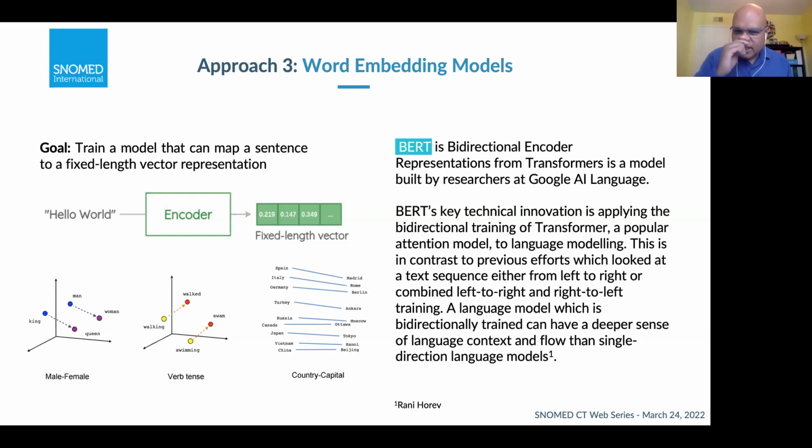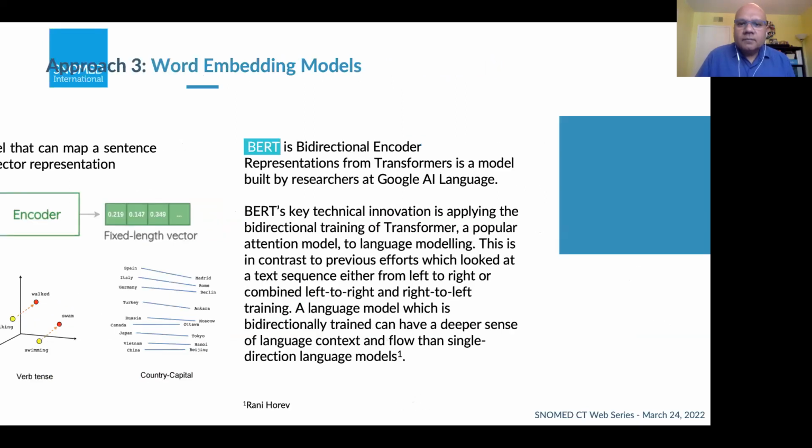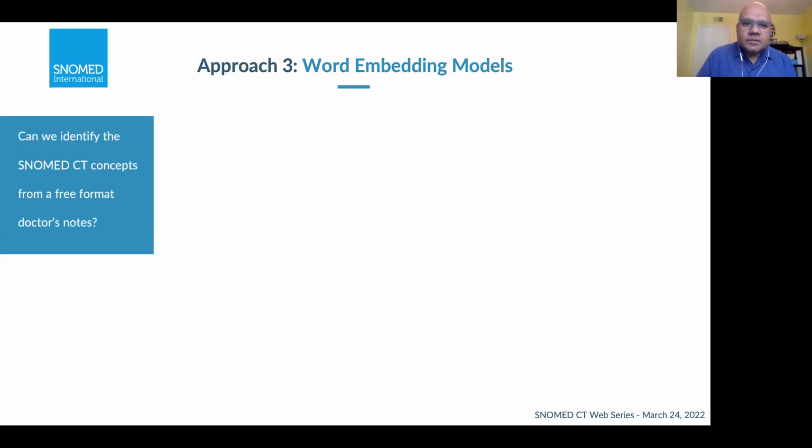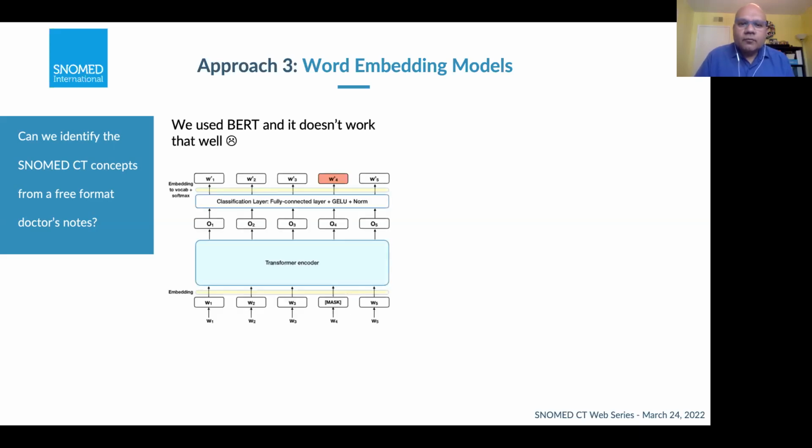Basically, when you type your text these days, it will predict the next word. That's what it's trying to do. It's using a language model to guess what the next word should be based on billions of samples it has seen before. So we used BERT first, and the problem is still the same: can we identify SNOMED CT concepts from free-format doctors' notes? We used BERT and it doesn't work that well, unfortunately.